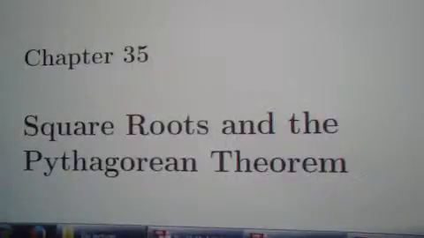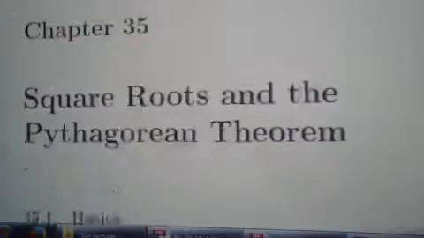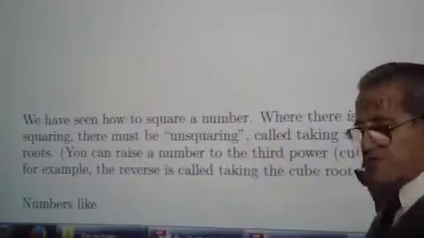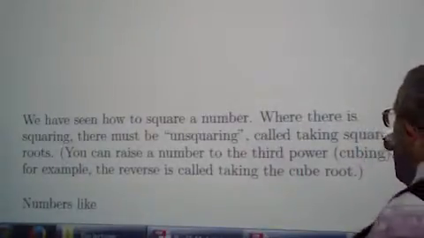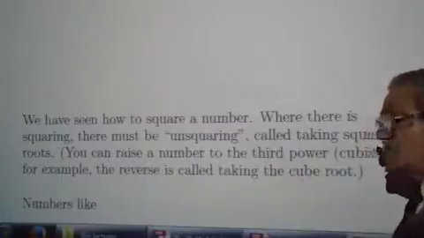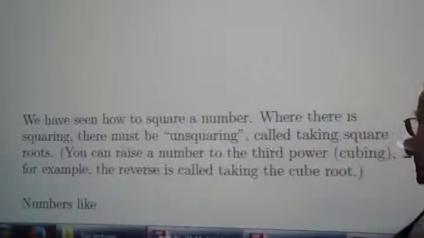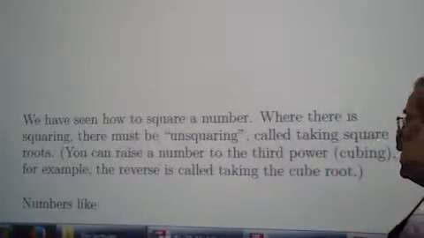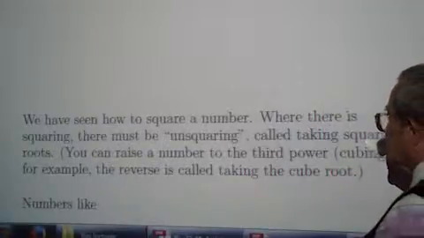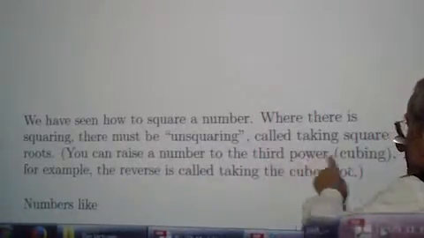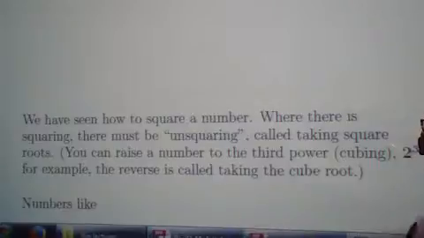I'm interested in chapter 35, which is square roots and the Pythagorean Theorem. In the basics, we have seen how to square a number. The square of 6 is 6 times 6, so 6 squared. Where there is squaring, there must be unsquaring. My own word, unsquaring. Unsquaring is really called taking the second root, the square root. If you had a quantity raised to the third power, you would take the cube root for uncubing.